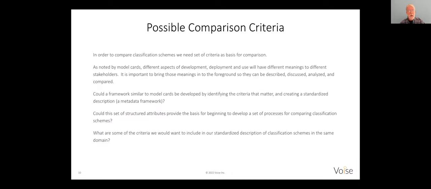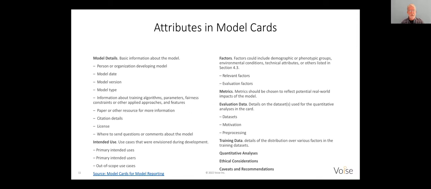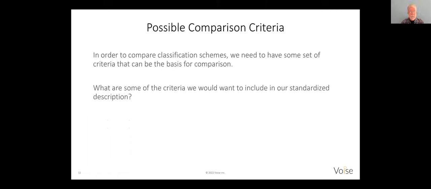that would give us these points of comparison. So my question is, or my starting question is, could we develop a framework that's similar to model cards or data cards that we could use to identify the criteria that would matter in coming up with this standardized description? Some examples of these attributes. So here's the attributes in the model card. Again, pretty rich set of attributes, not necessarily applying to classification, but some of them would. The details, for instance, would be something that would apply, or also the intended use and users.